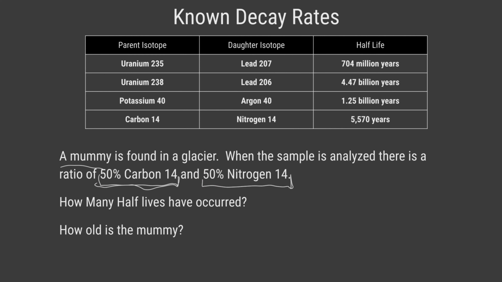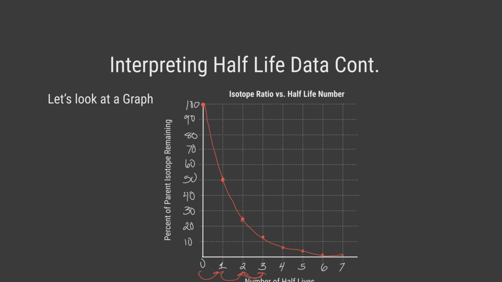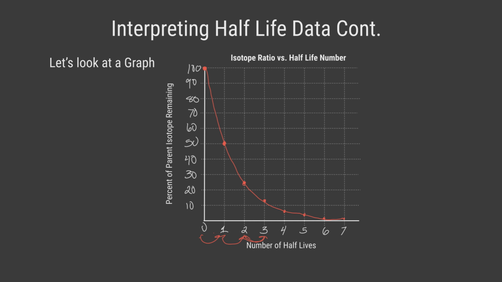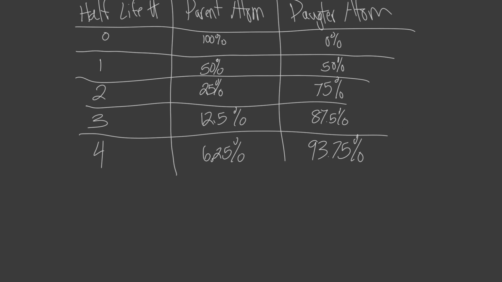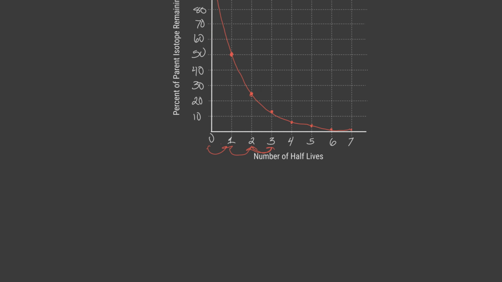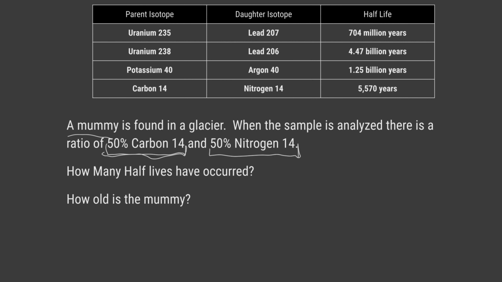So if we go up to our table or that graph, at how many half-lives has occurred for that 50-50 ratio, well, let's go back up and look. So after one half-life, we have 50% of the parent atom. That's on the graph. We see that again in this data table. So we know, because the ratio is 50-50, that one half-life has occurred. So how many half-lives have occurred here? One half-life.